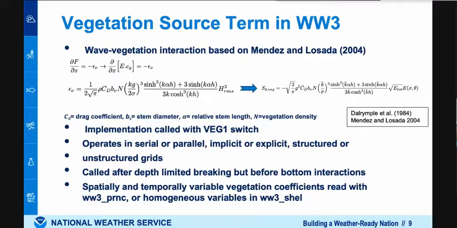It was later extended for random wave transformation over a mildly sloping flexible vegetation field, which was introduced by Mendez and Losada in 2004. So after implementation of the source term, WaveWatch 3 has two options, one for a homogeneous vegetation field, which is good for the lab cases, and the other one for a temporally and spatially variable vegetation field, which is good for seasonal computations or seeing the effect in wetlands with different vegetation coverage. So users can run lab cases or real case applications, depending on their observations.